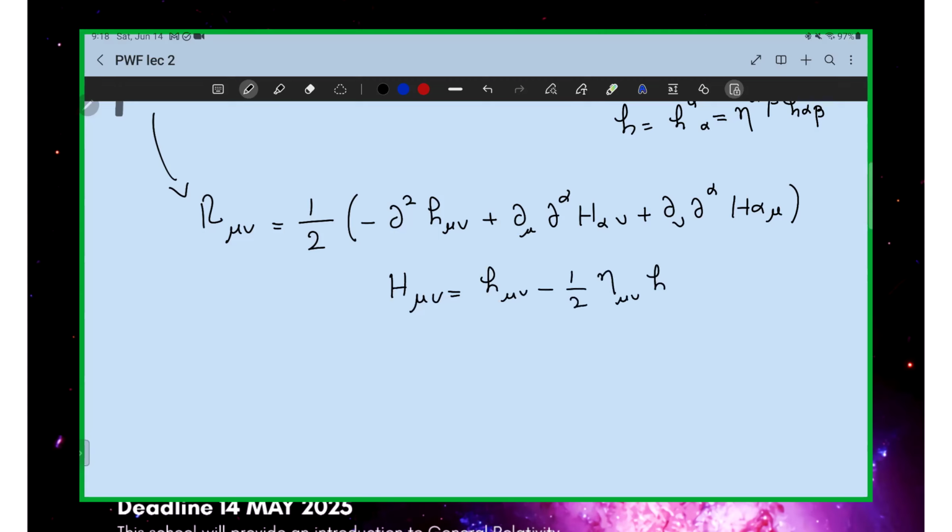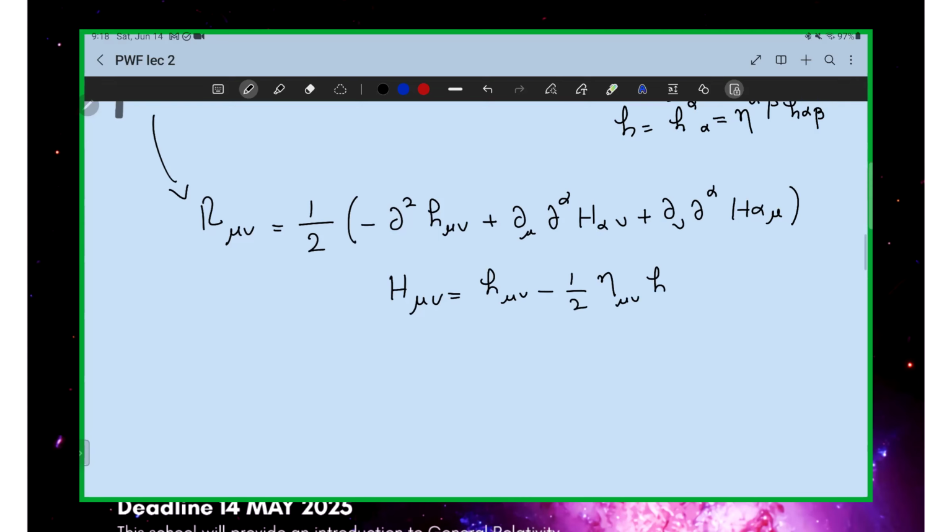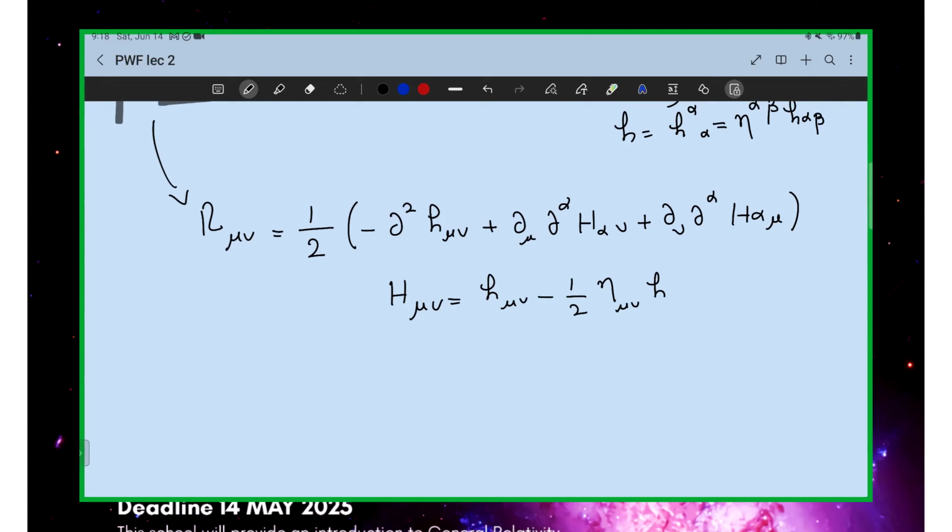Okay. So we have written down the Ricci tensor in terms of this quantity, H mu nu. Why have I done that? I will explain that in a minute. But you can write down the expression for the Ricci tensor in terms of this capital H. Before I move on, let me see if there are some questions.